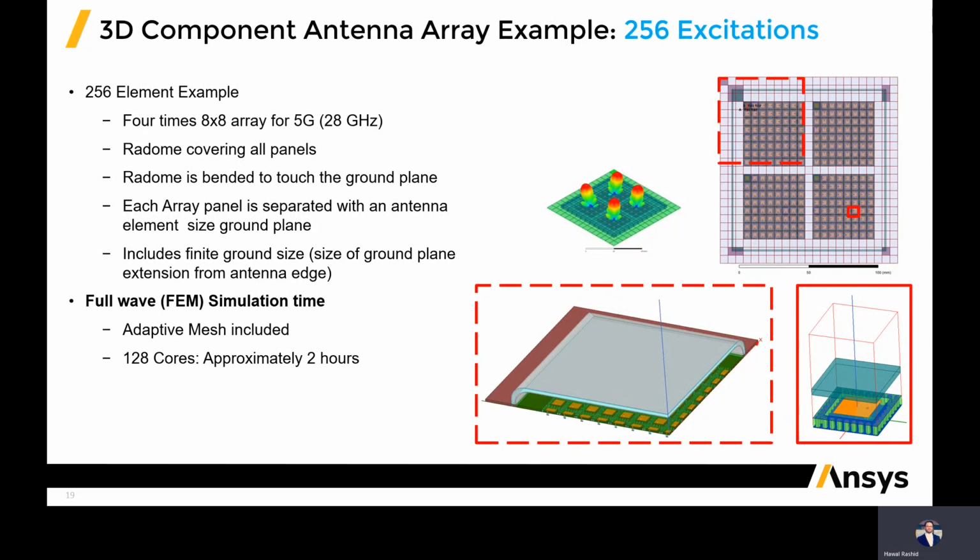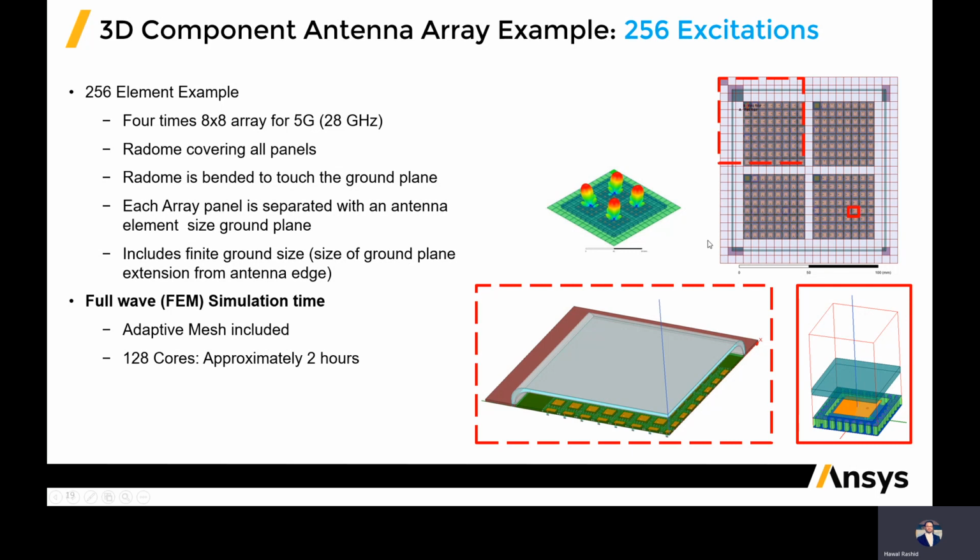This example will show again the cavity backed patch antenna for 28 gigahertz. The difference is that we have 8 panels of these 8x8 radiators, and each panel is separated by a piece of ground structure here, and they're all covered with the radome. Again, you have the bended radome.